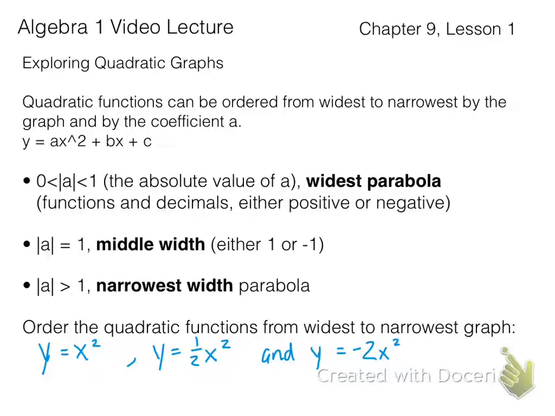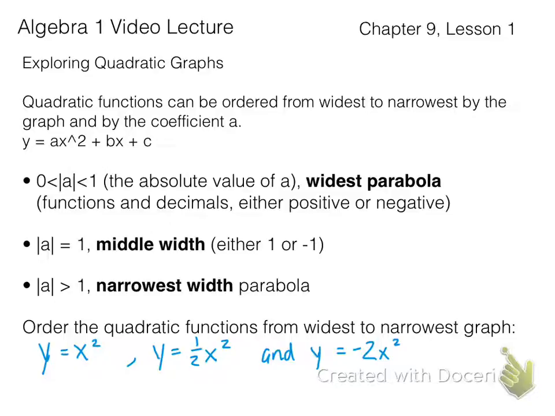So if the absolute value of a, either positive or negative, is between 0 and 1, so basically a fraction or a decimal between 0 and 1, because 1.5 is a decimal but it is greater than 1, so it doesn't count, but like 1/2, 0.5, 1/4, 1/26, whatever it ends up being, that's going to be your widest parabola. It's going to spread out.